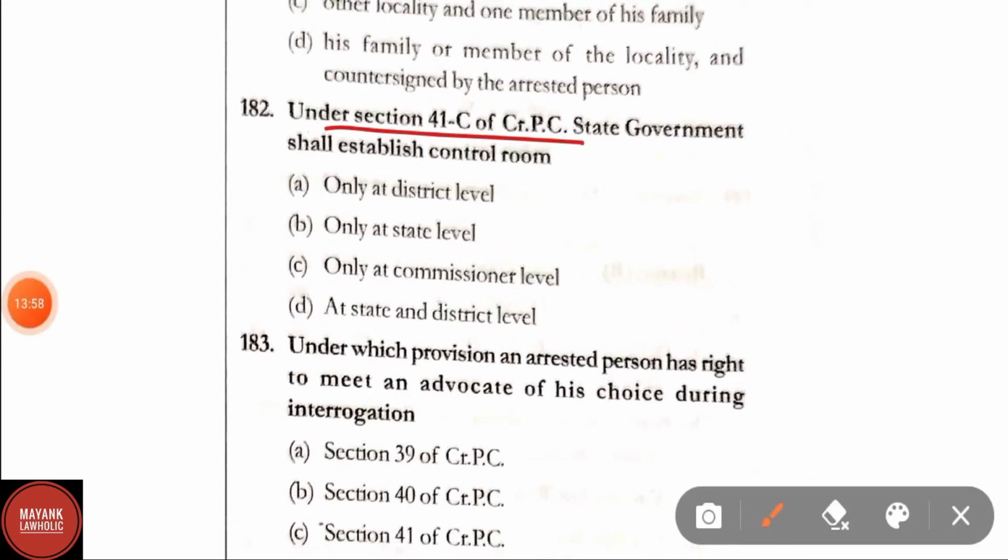Question number 182. Under section 41C of CrPC, state government shall establish control room. Option A, only at district level, option B, only at state level, option C, only at commissioner level. Option D, at state and district level. Here correct answer is option D, that is at state and district level.